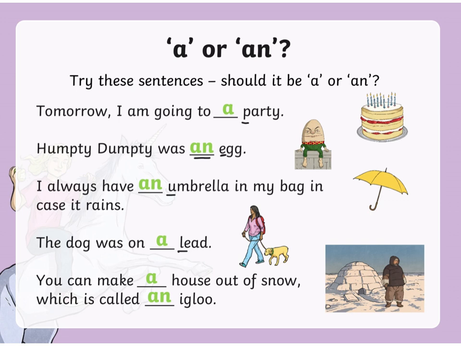You can make dash house. H. H क्या है? Consonant and we'll use here A. Let's read this again. You can make a house out of snow, which is called an igloo. Igloo, I. I is vowel and we'll use an before I.